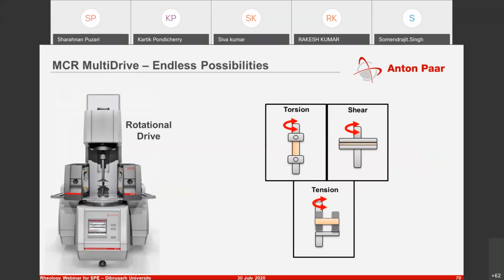So in order to do this even more efficiently, what we offer is something known as a twin drive or multi-drive instrument. So with a single drive, what one could do is torsional measurements or shear measurements or tension measurements, wherein you have a strip, you will see this later, and you are going to expand it, and you can have a bar or cylinder here, and then here you can have simply between two plates.